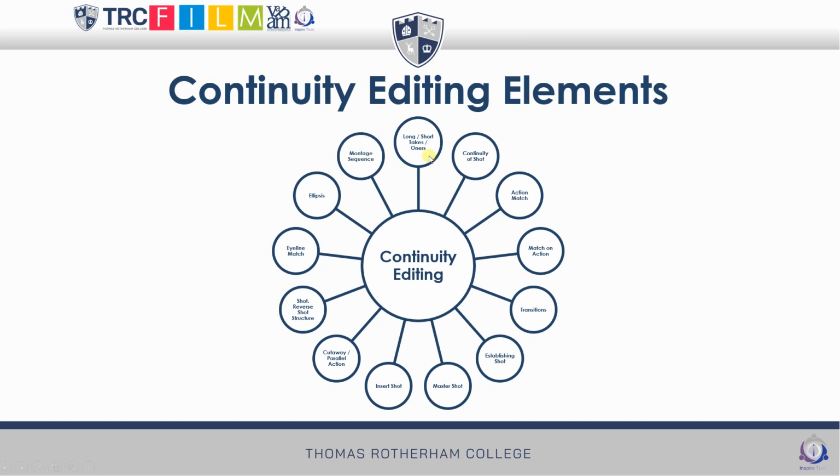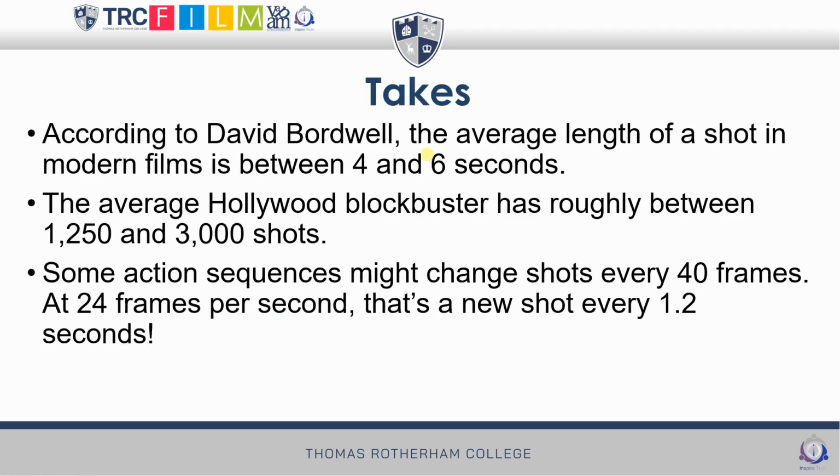So let's start with the idea of long and short takes. Well, what makes a shot long or short? According to David Bordwell, the average length of a shot in a modern film is anywhere between 4 and 6 seconds. Right? 5 on average there. Because an average Hollywood blockbuster has anywhere between 1,250 and 3,000 shots in it. On average. Some action sequences might have shots that change every 40 frames. Now, at 24 frames a second, which is the standard frame rate for cinema, that's a new shot every 1.2 seconds. Very, very rapid editing.